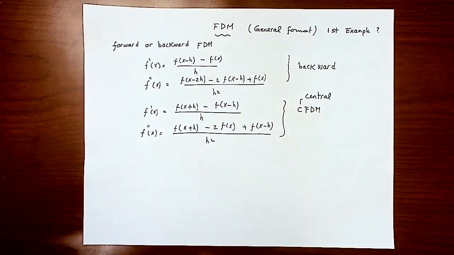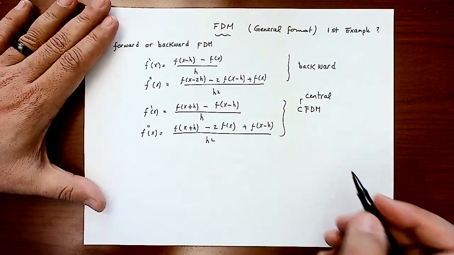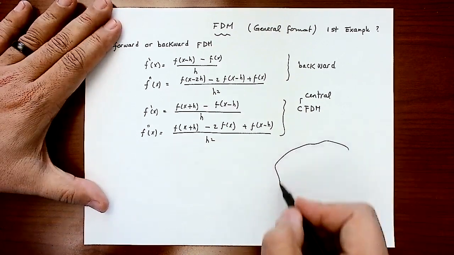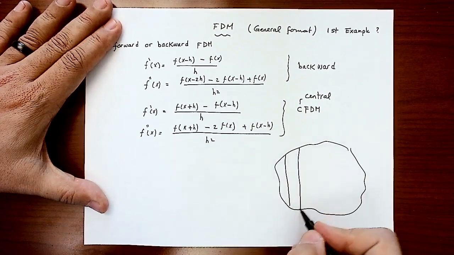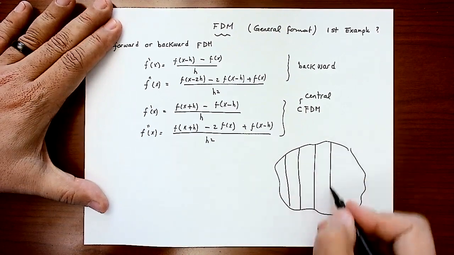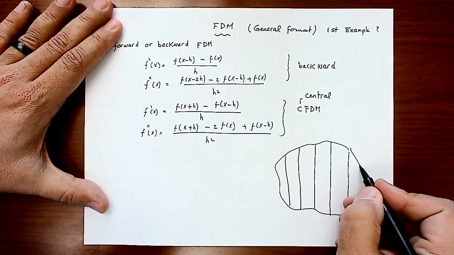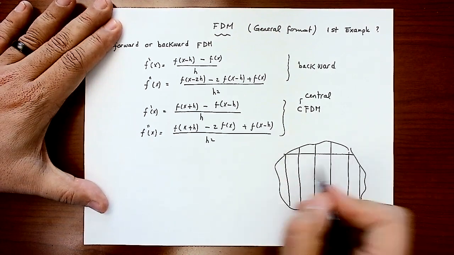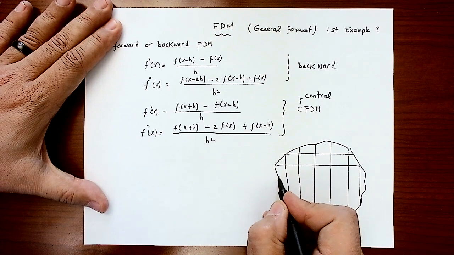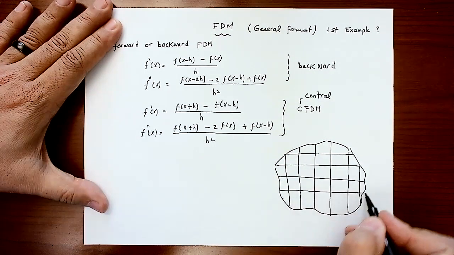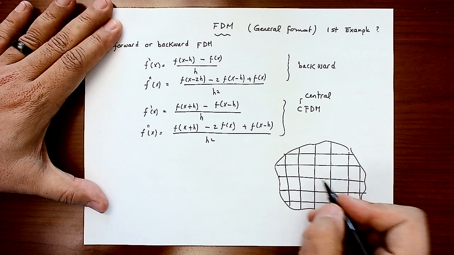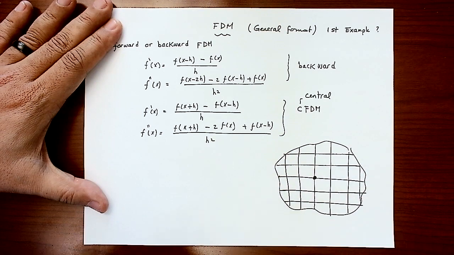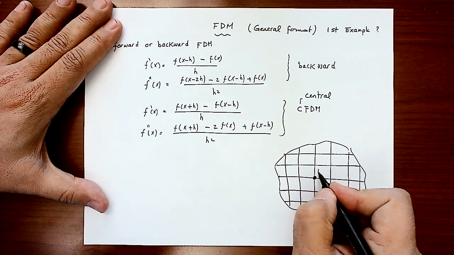So how do we write down these formulas in a more generalized form? As we said, you have a domain, right? You have your domain, and you've got to apply the mesh or grid to your domain. So I'm going to create the nodes I'm looking for. Now let's assume this is the node of interest. Let's pick one here. That's the node of interest. We call that node I.